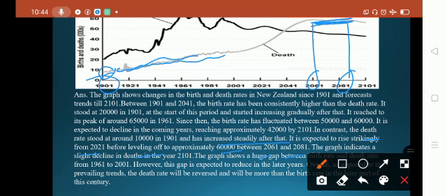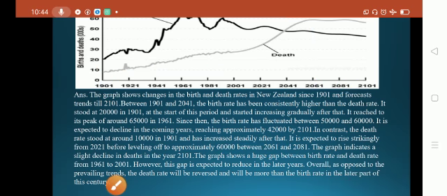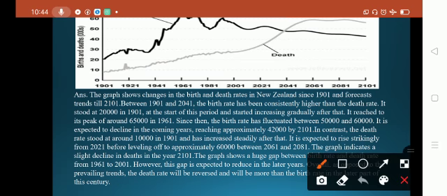The graph shows a huge gap between birth rate and death rate from 1961 to 2001. Means a huge gap. You can see the huge gap, this is the huge gap, and this is the huge gap. So this is the birth rate, this is the death rate. So there is a huge gap between birth rate and death rate.